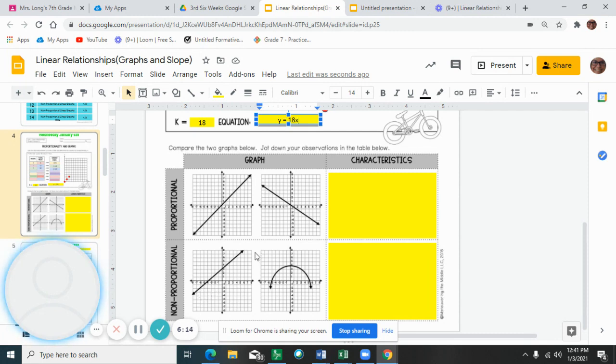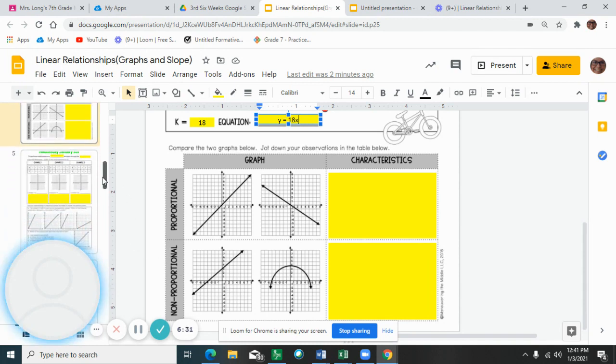I don't care if my elevator is going up or my elevator is going down. What I'm looking at is, does it pass through the origin? If it does, and it's a line, then it's proportional. If it's not, it can still be a line, but it's not proportional. Okay, so those are the kinds of things that you would put over here.